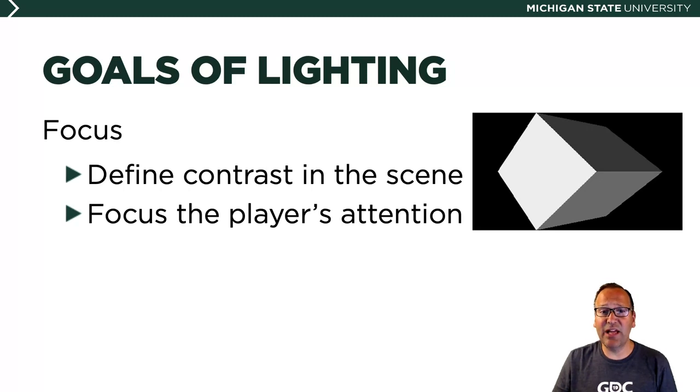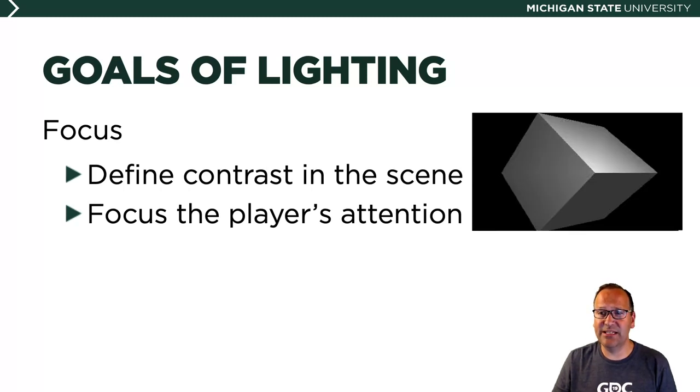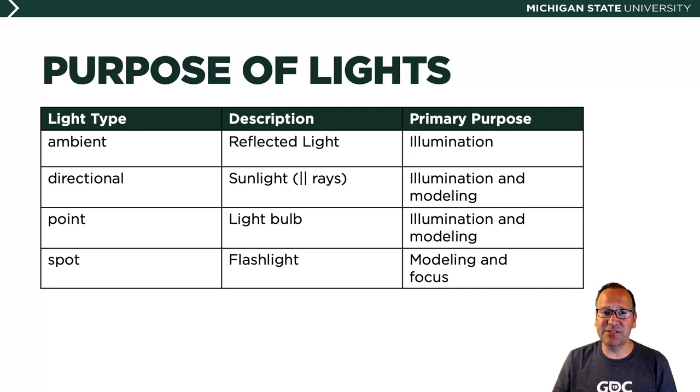And lastly, with lights we can create contrast within the scene. That is, create areas of dark and light. This can be used to help direct and focus the player's attention. This table summarizes the type of basic lights we have in Unity and their primary purpose.